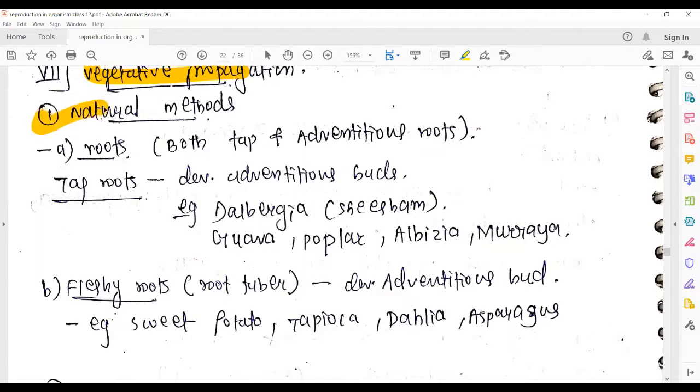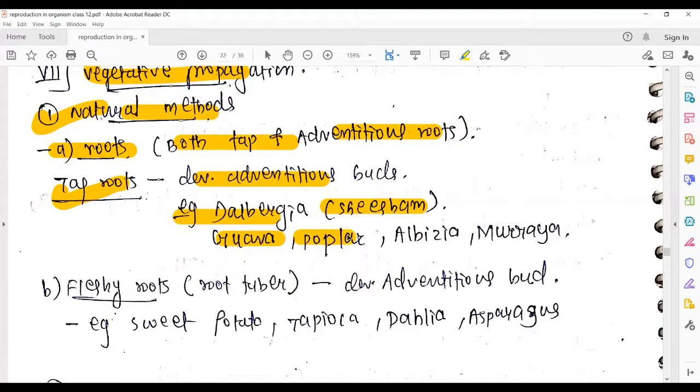In that, the first method which is coming on the screen is called the natural method. Under this natural method, the first part is the root, both tap and adventitious root. So let's talk about the tap root first. Development of the adventitious bud on them. Example, Dalbergia, that is the sesame plant.